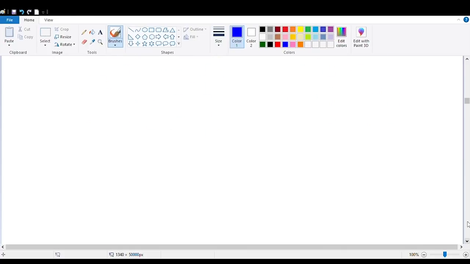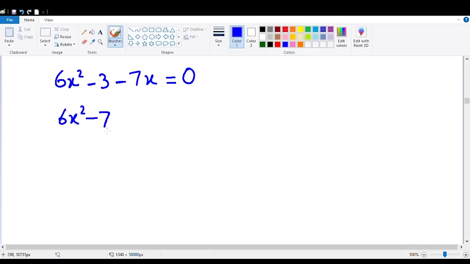And yeah, that's the first example. The second is 6x squared minus 3 minus 7x equals 0. So this is pretty much in standard form, but we can just organize it again if you want, like 6x squared minus 7x minus 3 equals 0.